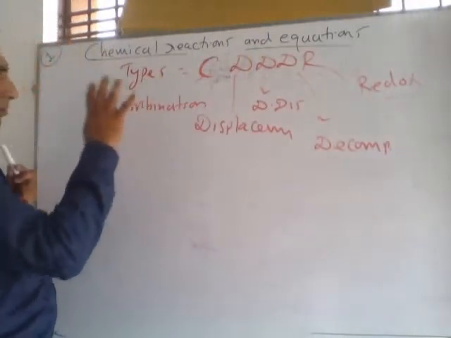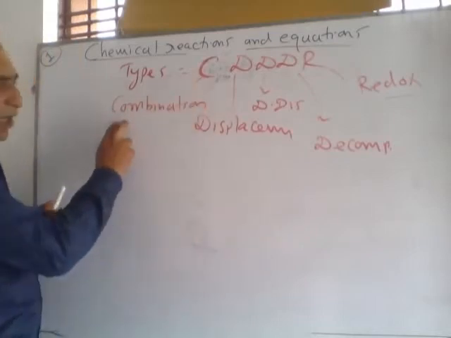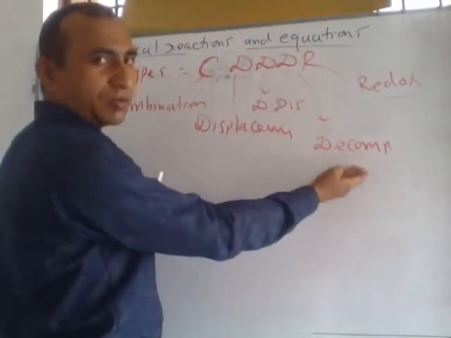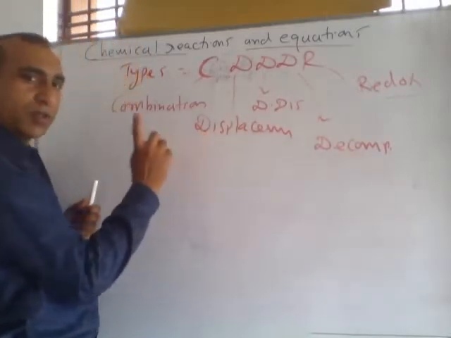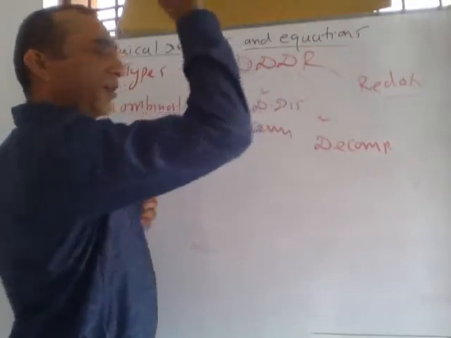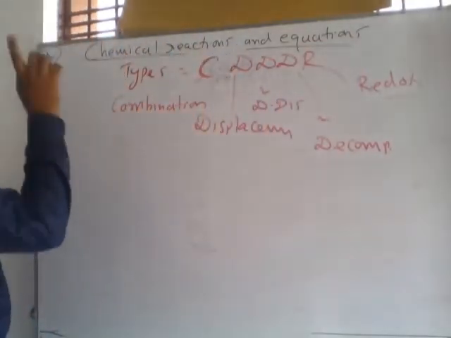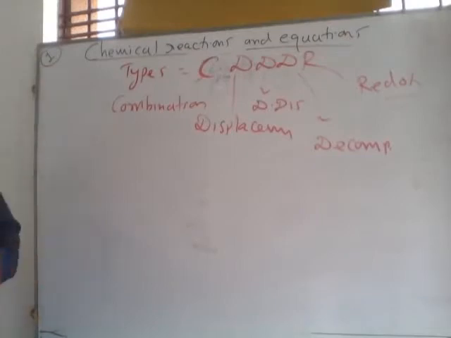So in chemistry, the main 5 types of reactions are these: combination. The opposite of combination is decomposition. Displacement, single displacement, double displacement, and redox. So one by one. First, combination reaction.